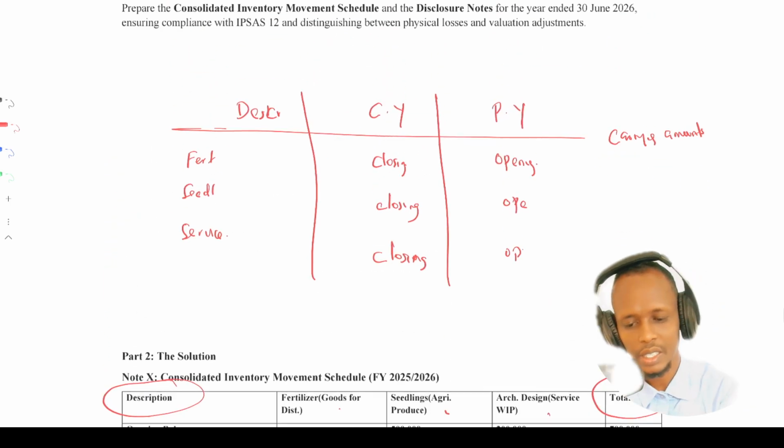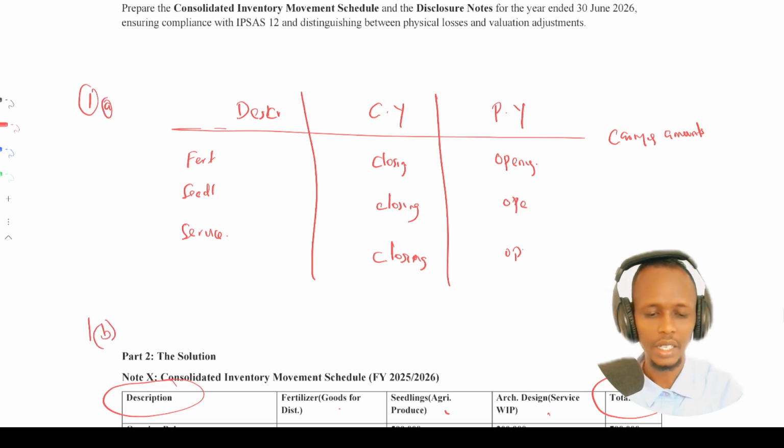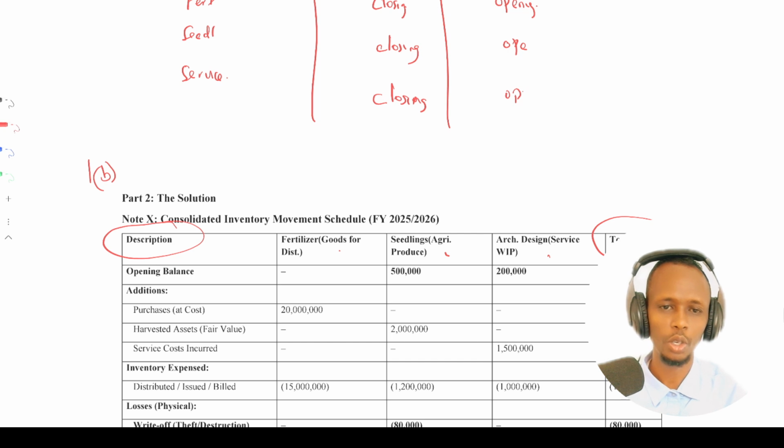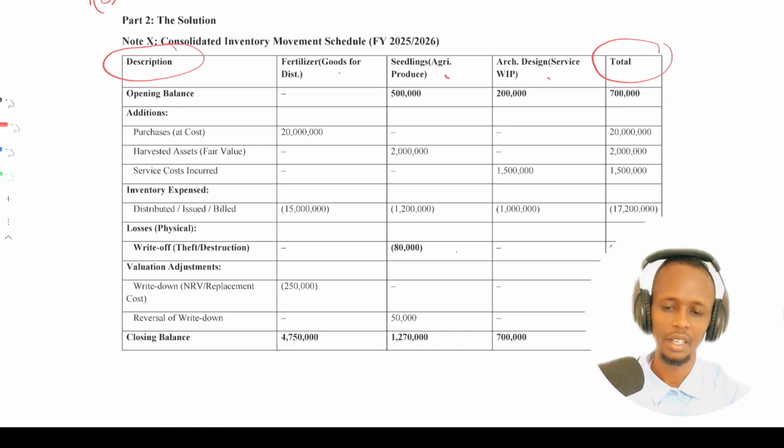So this is, say, note 1A. Then here is note 1B. And then for the expenses, we will call it note 1C. And also other disclosures. In fact, you can put other disclosures under this note of inventories. And then the amount you will transfer to expenses you will show here.